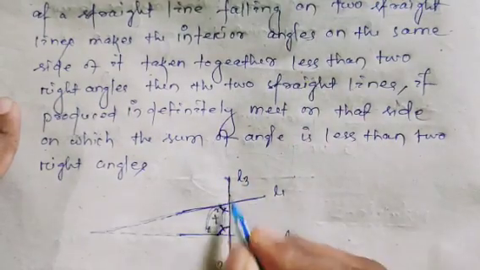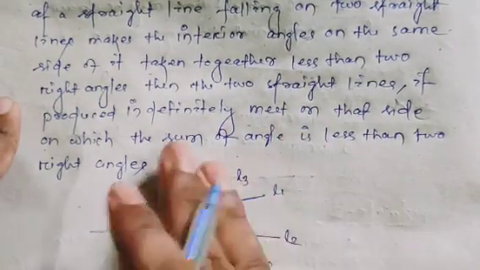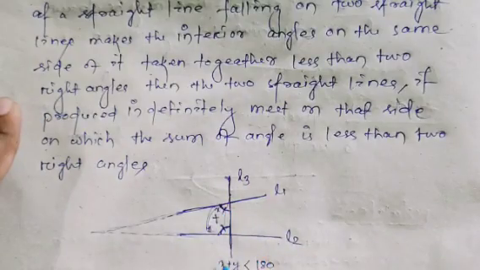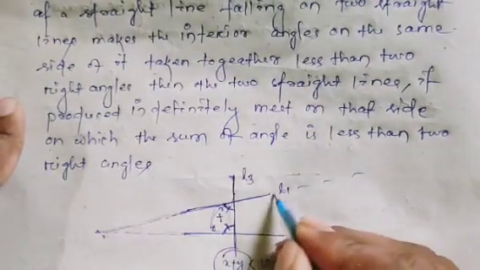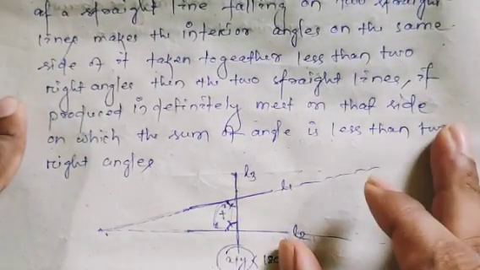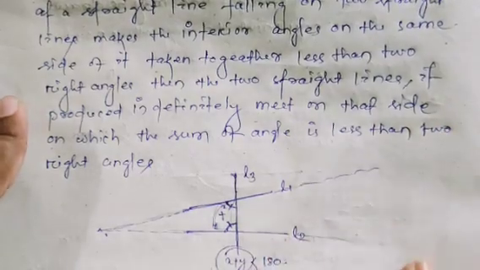If we are considering L3, and this side of the line, the left side of the line, the sum of interior angles is less than 180, so these will meet on this side, not this side. If you increase on this side, they will not meet. Okay, let us draw another picture.